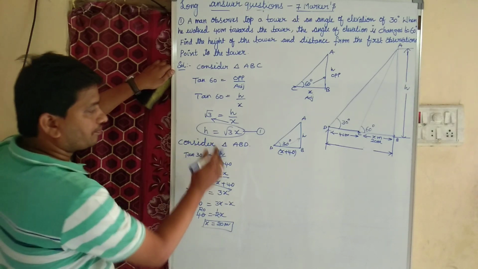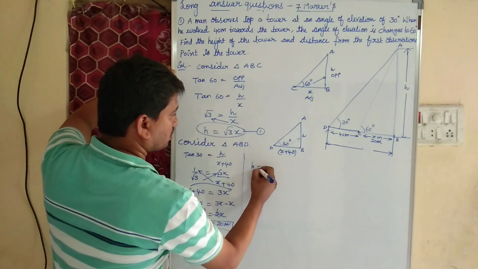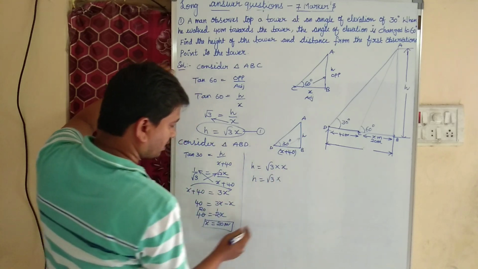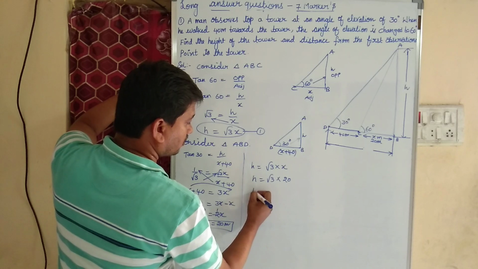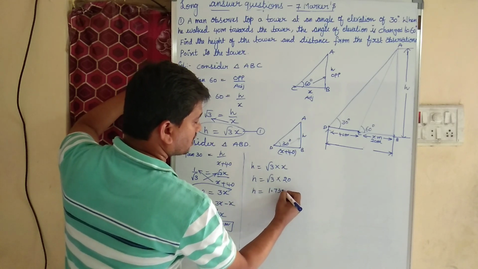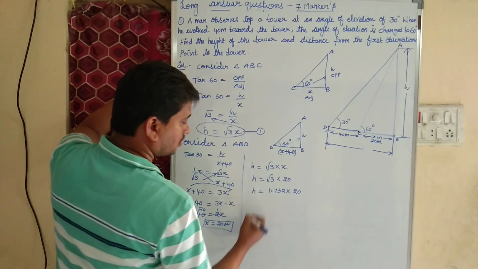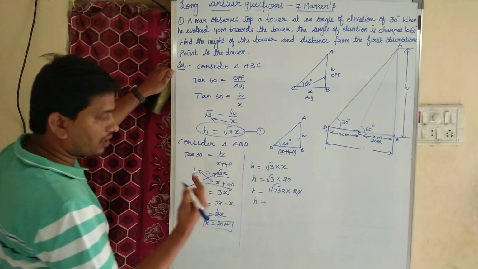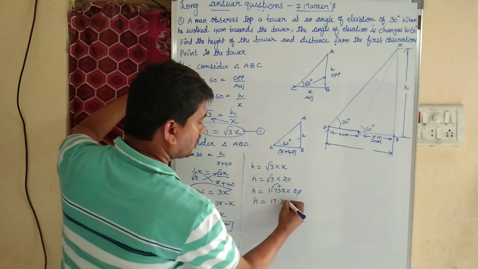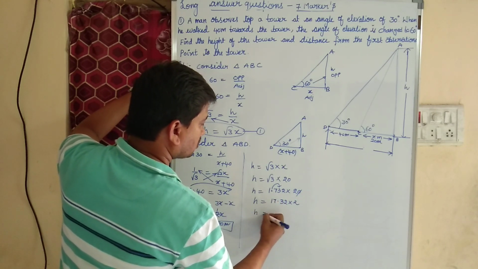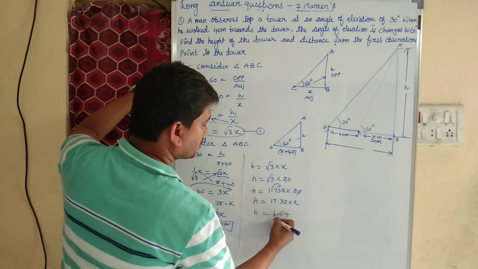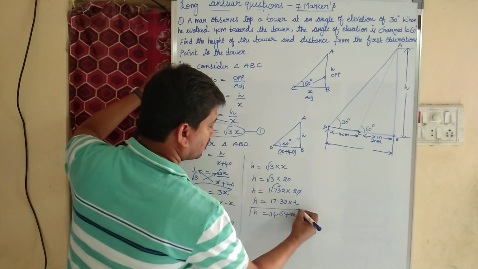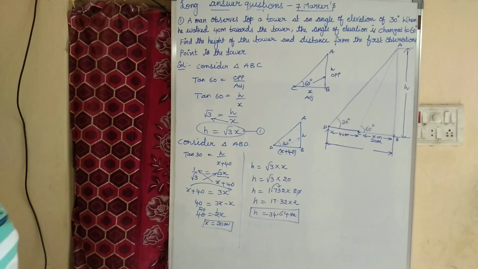What we got? H equal to, we know that, root 3 into X. So root 3 into, we got the value of X is 20. What is the value of root 3, children? 1.732 into 20. So H is equal to, 0 you cancel, this point shift towards the right hand side one place. So it becomes 17.32 into 2. H is equal to 2 fours are 8, 2 threes are 6, 2 sevens are 14, 2 ones are 2 plus 1, 3. So what is the height of the tower? Which is equal to 34.64 meters.